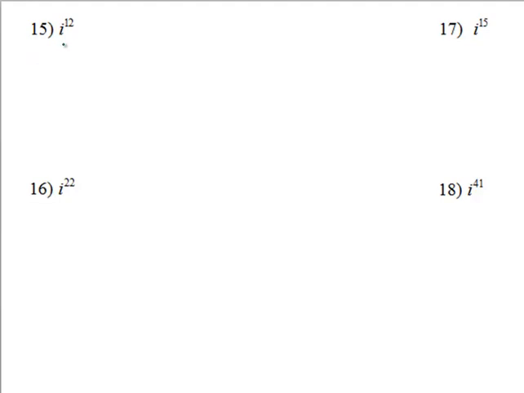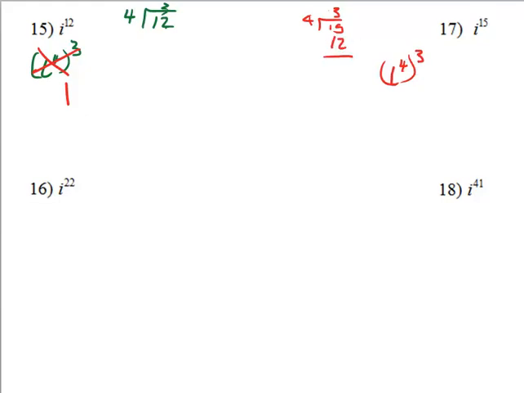Here's i to the 12th. So you think of your little division problem over on the side. How many times does 4 go into 12? Well, 3 times. So that's i to the fourth to the third power. But i to the fourth is 1, so that's just 1. Here I have i to the 15th. 4 goes into 15 3 times, so I have i to the fourth to the third power, and what's left over? 3. And i to the third is -i.